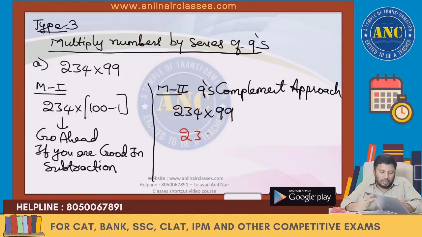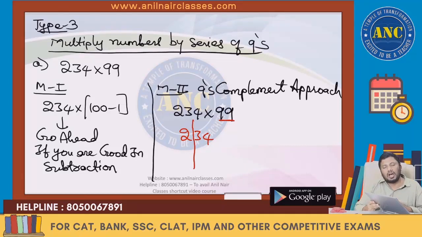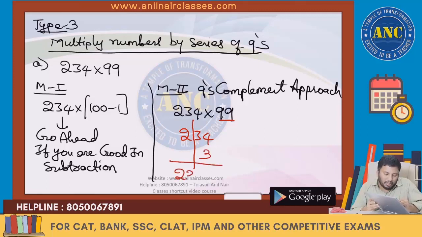Step number 1. Start from the rightmost. 99: how many 9's are there? 2 9's are there. Keep a slash after 2 digits. Left side there is 2. Add 1 to that number, 3. Subtract it from the original number: 231.